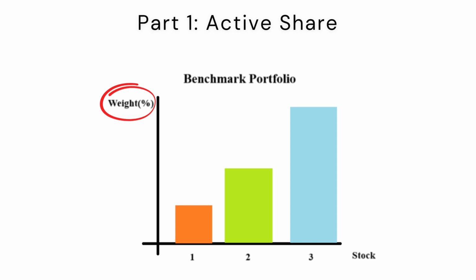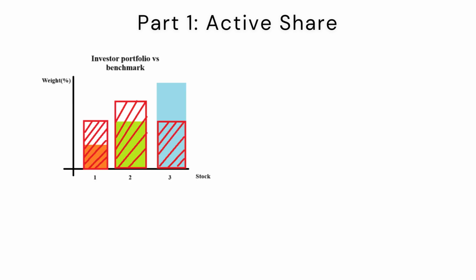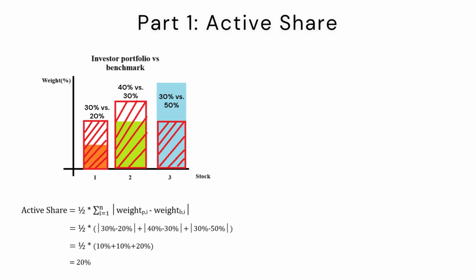For example, in a benchmark portfolio, there are 3 stocks, each representing 20%, 30%, and 50% of the weight of the whole portfolio. In one investor's portfolio, there are the same 3 stocks, but with different weights of 30%, 40%, and 30%. This gives an active share of 20%.